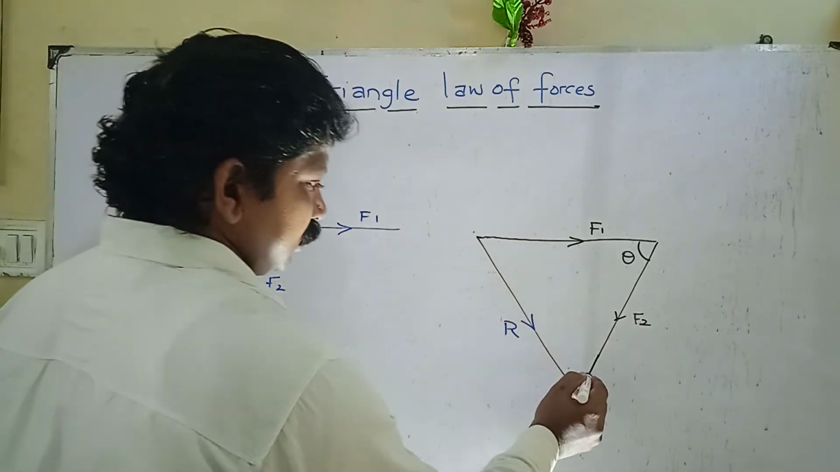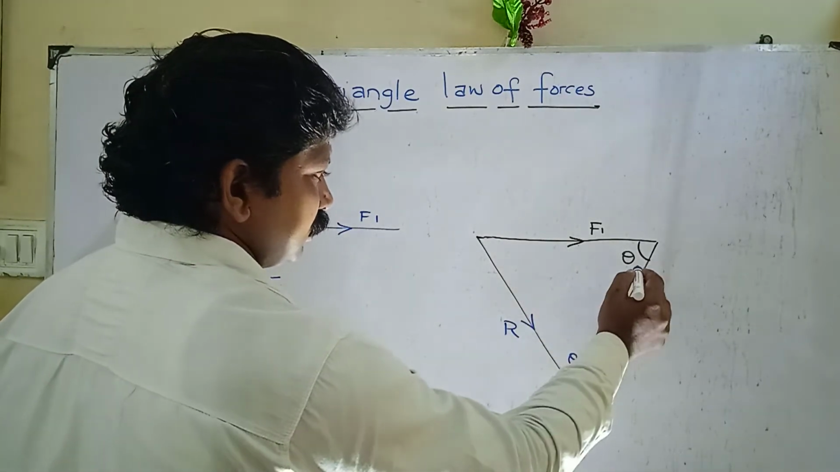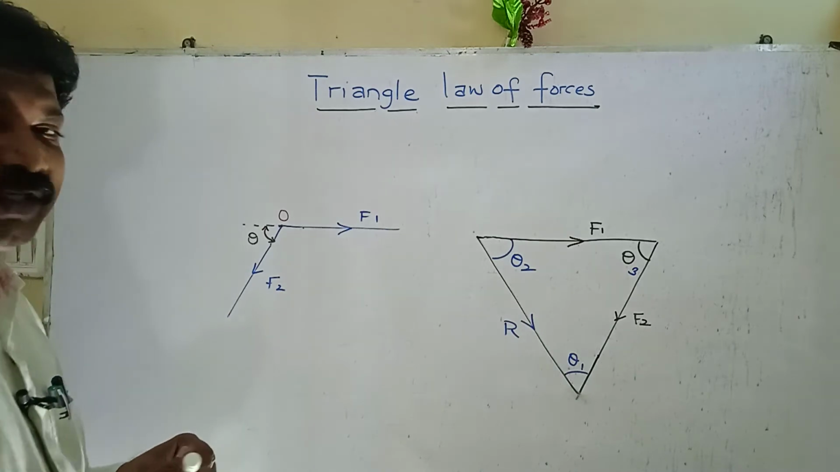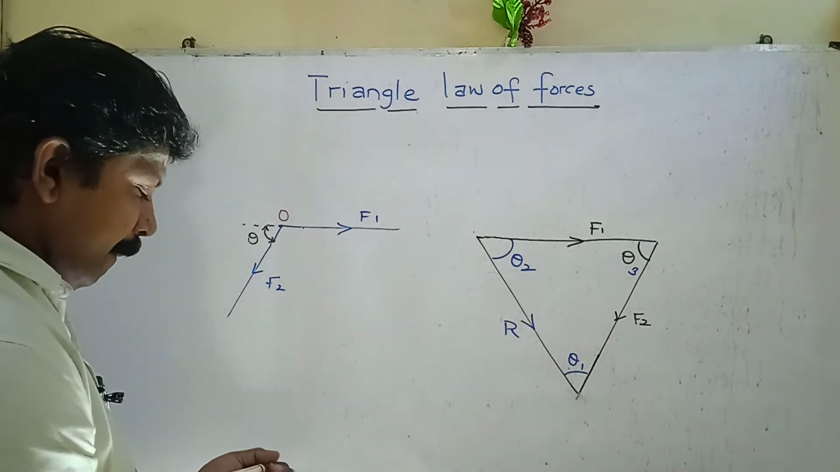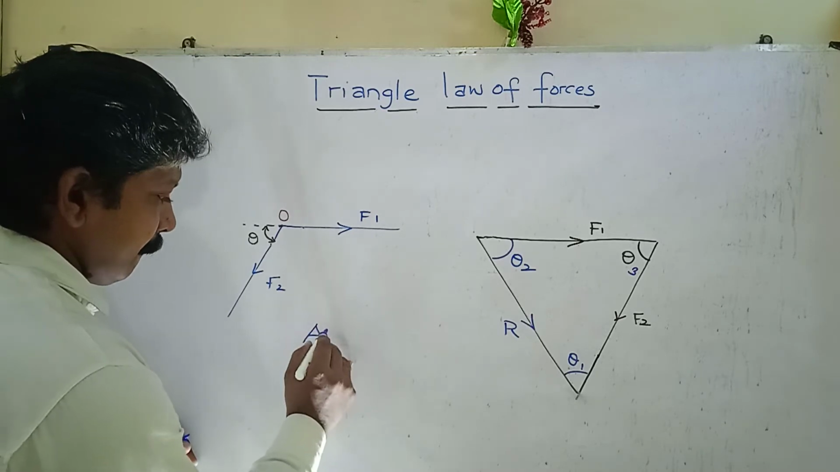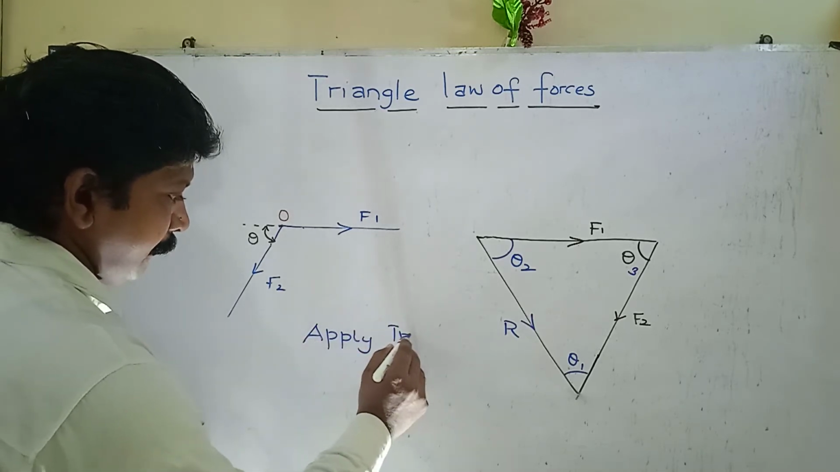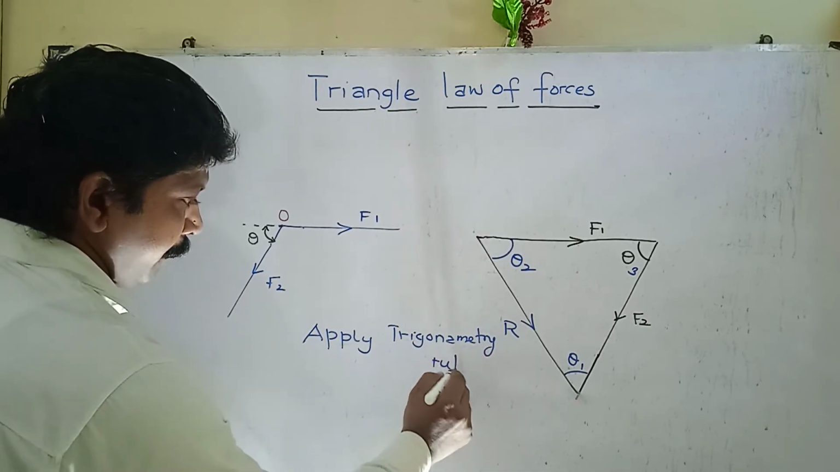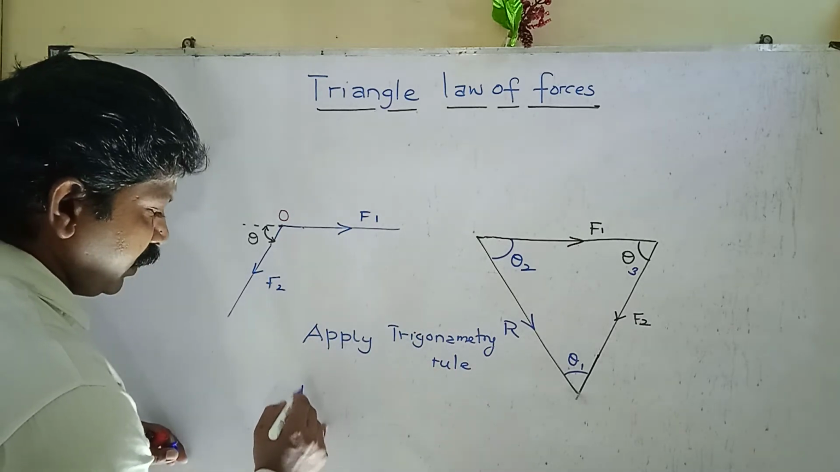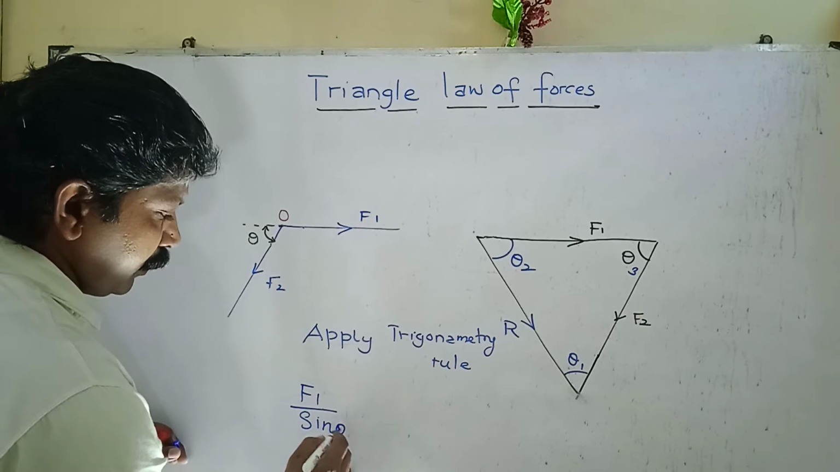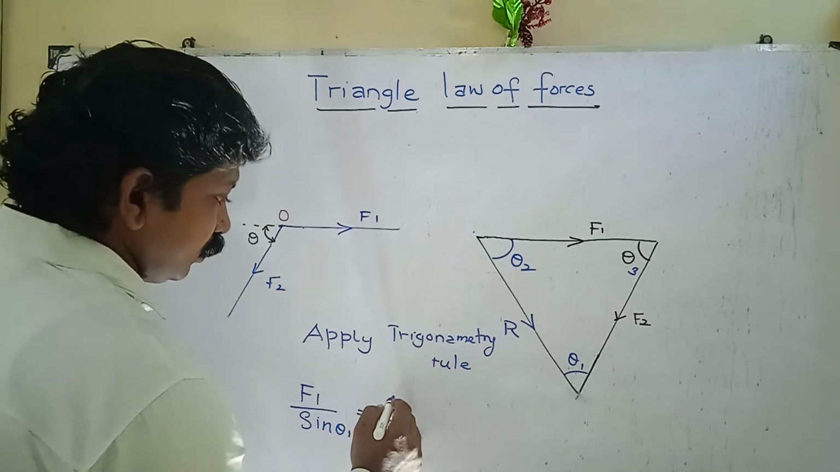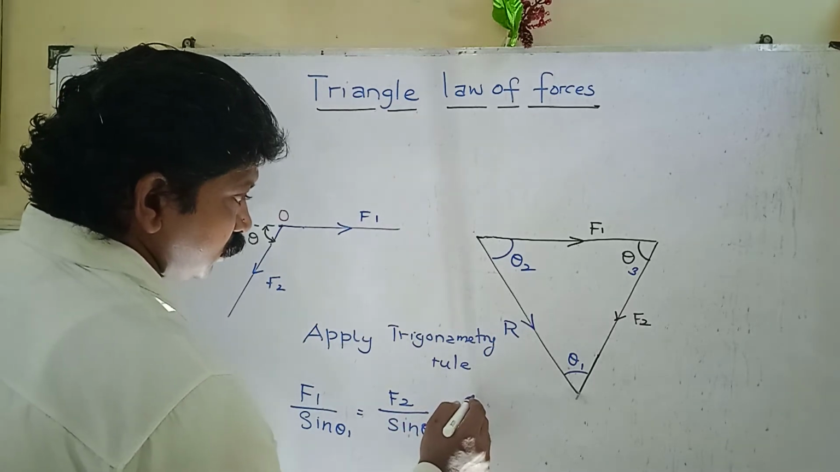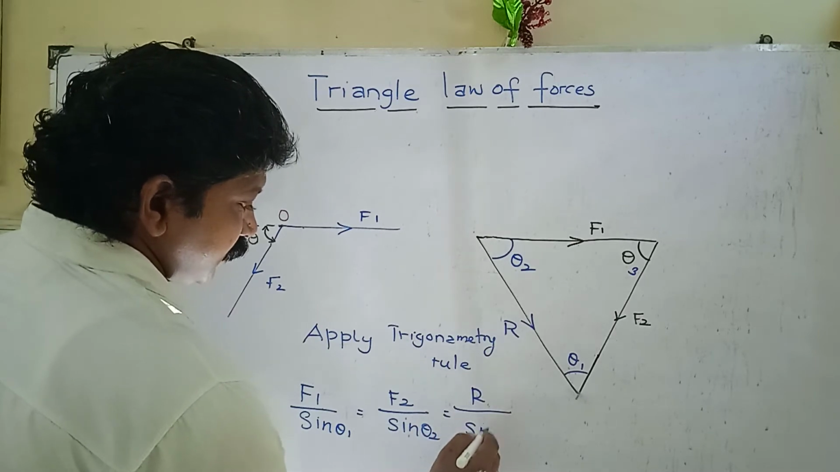Now apply the trigonometry rule: F1 by sin theta 1 equals F2 by sin theta 2 equals R by sin theta.